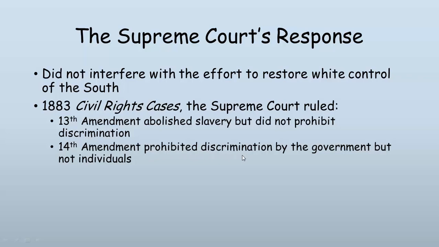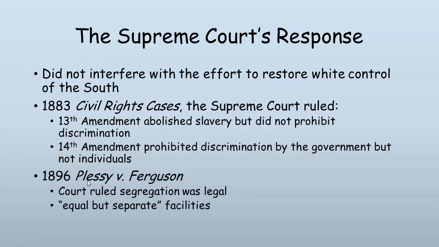It made sure there was equal treatment from the government, but not against individuals. So if an individual did you wrong or did something to you, the federal government was not going to interfere. If some government treated you wrong, then the federal government says, hey, the 14th Amendment applies here, right? So you should know that court case. Once again, Plessy v. Ferguson, the court ruled that segregation was absolutely legal. You could do it as long as you gave separate facilities. And I showed you the pictures of the two drinking fountains and what was happening there.